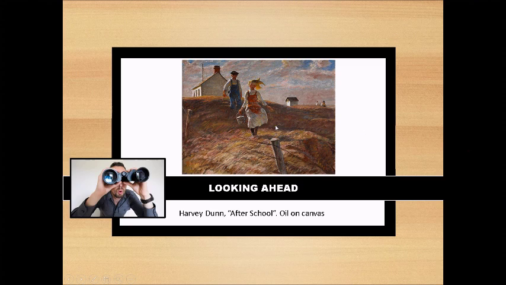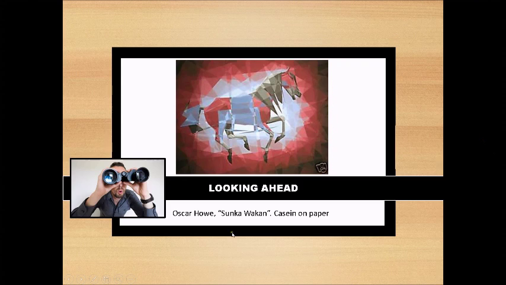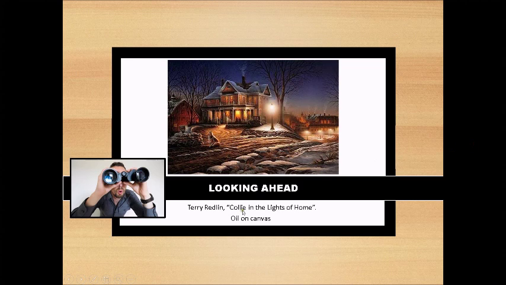One of your three choices for this assignment is to use Harvey Dunn's After School. Another choice for this assignment would be to use Oscar Howe's Sankawakan. Forgive my mispronunciation. A third choice for this assignment is Terry Redland's Kali in the Lights of Home.